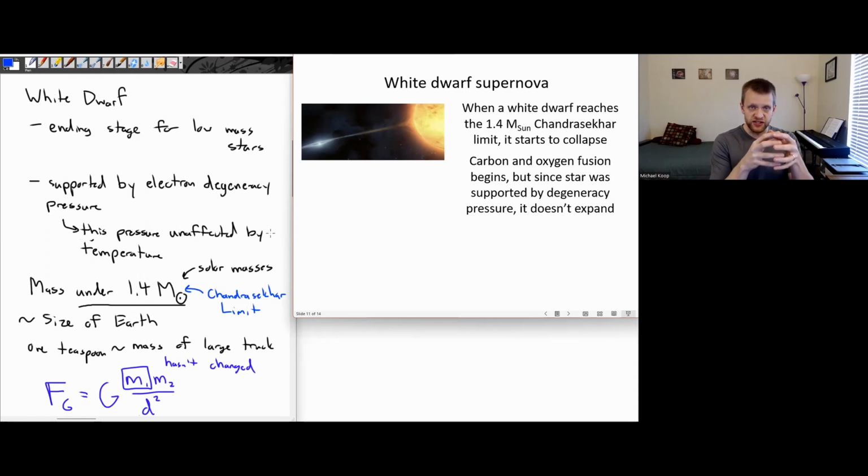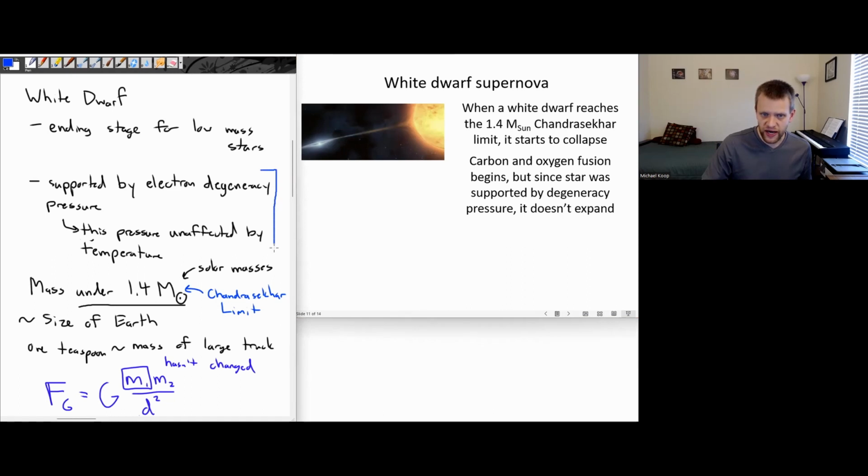Under normal circumstances, when fusion starts in the core of a star, that fusion rate causes the star to expand a little bit, or causes the core to expand a little bit, and that reins in the fusion rate. But this star had been supported by the electron degeneracy pressure, which is unaffected by temperature. So as this white dwarf starts to collapse and a new fusion reaction occurs, that increases the temperature, but it doesn't cause the star to expand.